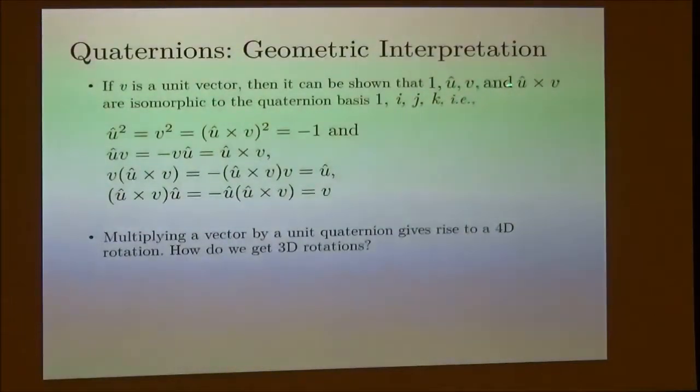If you multiply the vectors two at a time, U hat times V, V times U hat cross V, and U hat cross V times U hat, you should get the other vectors and they should anti-commute. And that happens to be true. Which means that the vector 1 corresponds to 1, u hat corresponds to i, v corresponds to j, and this term corresponds to k. But this still doesn't answer the question of how we get a 3D rotation. So far what we're seeing is we can left multiply or right multiply by a quaternion conjugate, and all of those give rise to rotations in four-dimensional hyperplanes. How do we get three-dimensional rotations out of them?